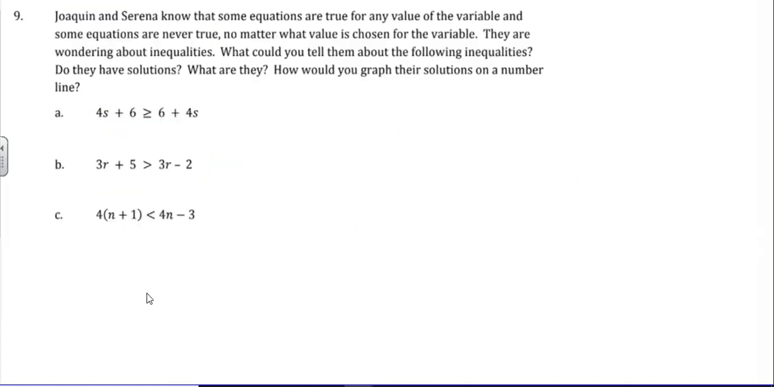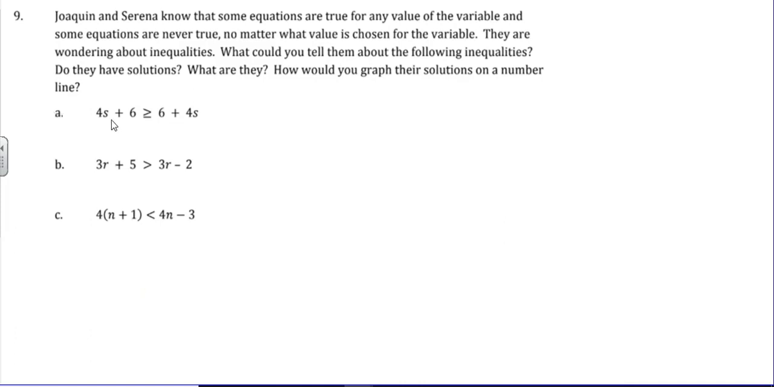Joaquin and Serena know that some equations are true for any value of the variable, and some equations are never true, no matter what value is chosen for the variable. They are wondering about inequalities. What could you tell them about the following inequalities? Do they have solutions? What are they? How would you graph their solutions on a number line?